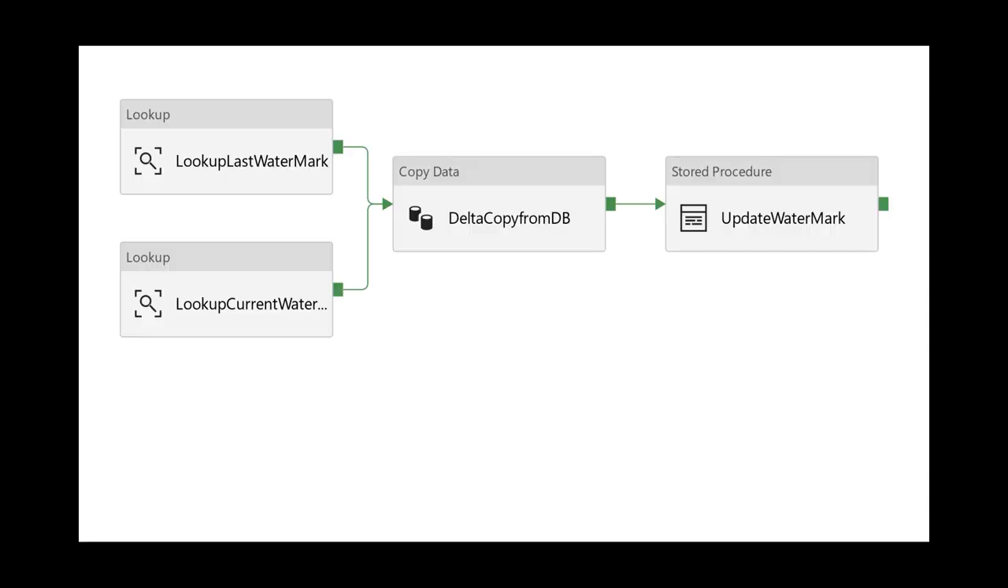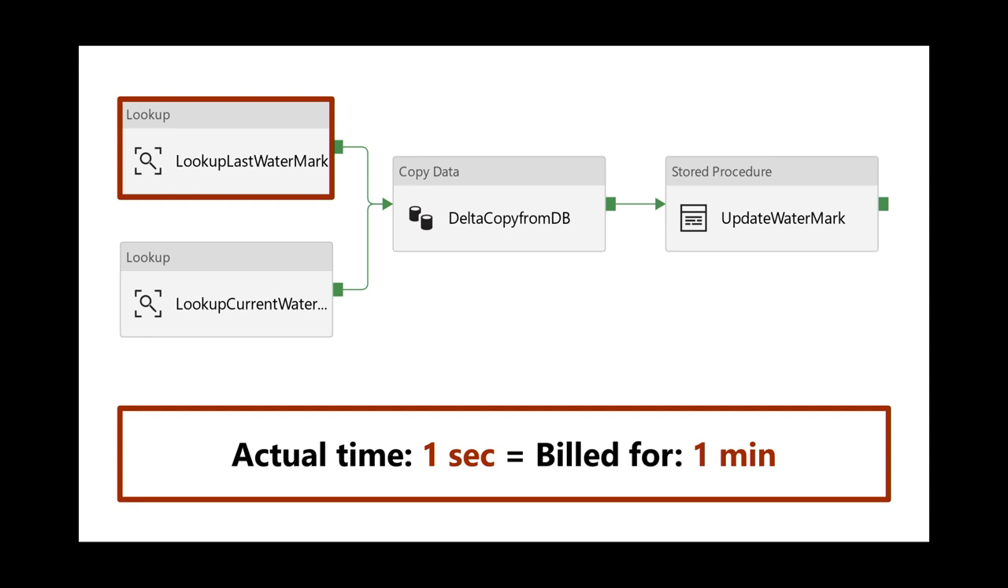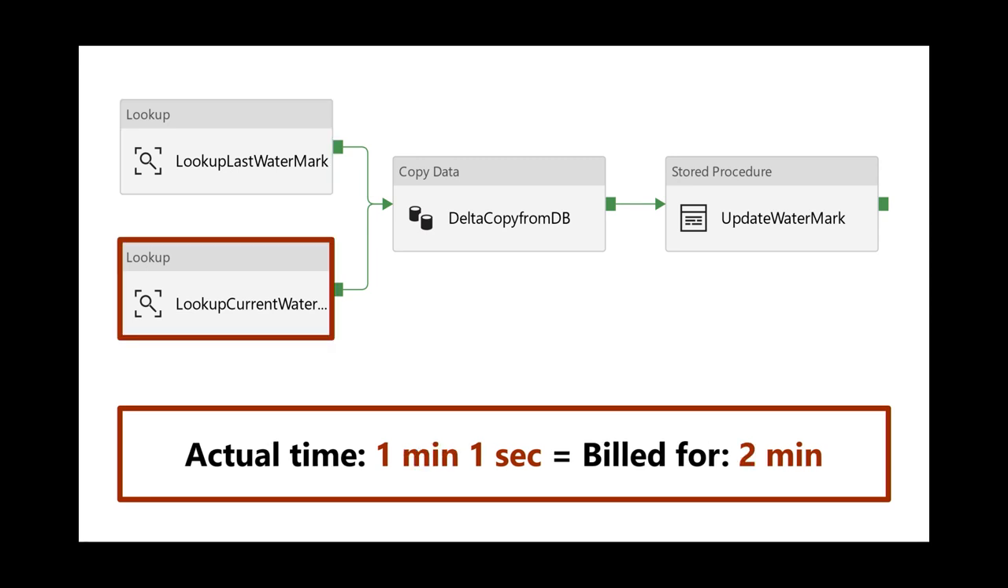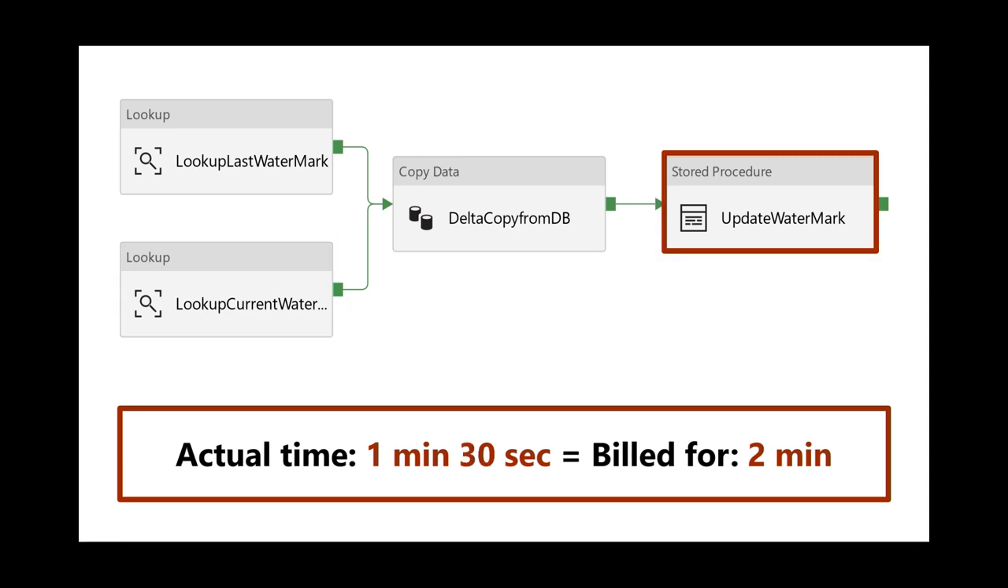Now, if we look at an example pipeline, this is a delta load or an incremental load pattern where we're running a couple of lookup activities, we're copying some data, and we're executing a stored procedure to update a watermark. What that means is that if this first lookup activity takes 1 second, you're being billed for 1 minute of execution. Same thing, if it's running for 1 minute and 1 second, you're being billed for 2 minutes. So it's always rounding that up. Stored procedure, same thing. It doesn't matter if it's 1 minute or 1 minute and 59 seconds, it's always going to round it up to 2 minutes.